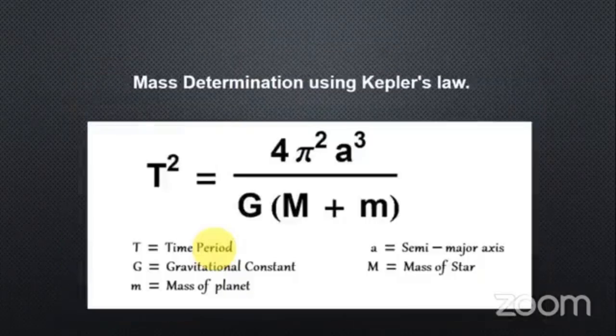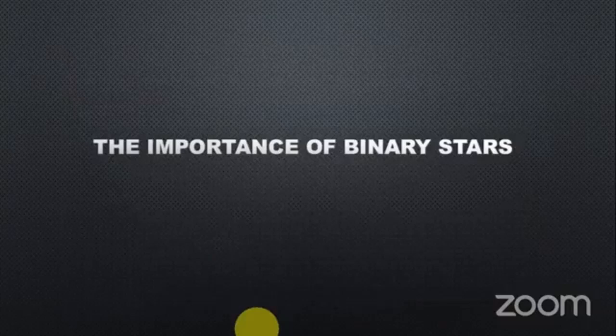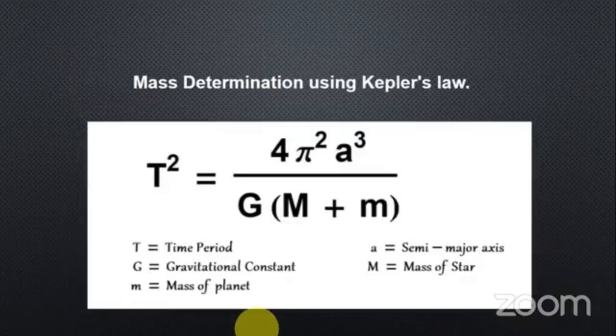So, the importance of binary stars. It is important in determining the masses. Masses of stars are best determined if they are in companion. So we can use Kepler's laws to determine the masses of a binary star system using Kepler's third law.